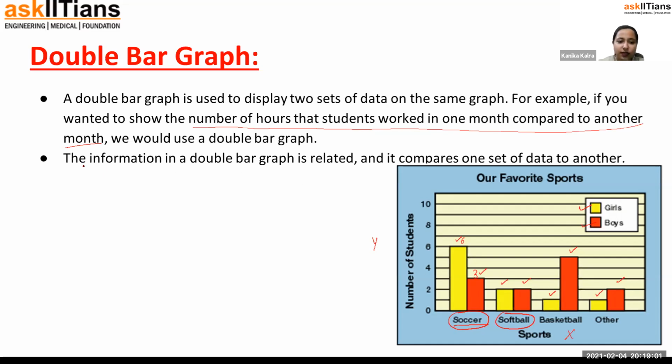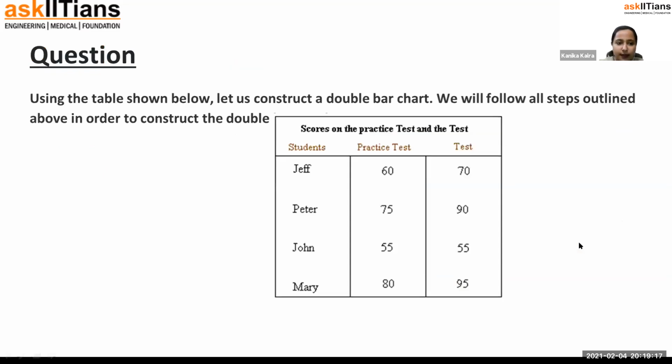All right. So the information in a double bar graph is related, and it compares one set of data to another. This needs to be taken care of. All right. Fine. Now let's move further. Let's talk about a question.